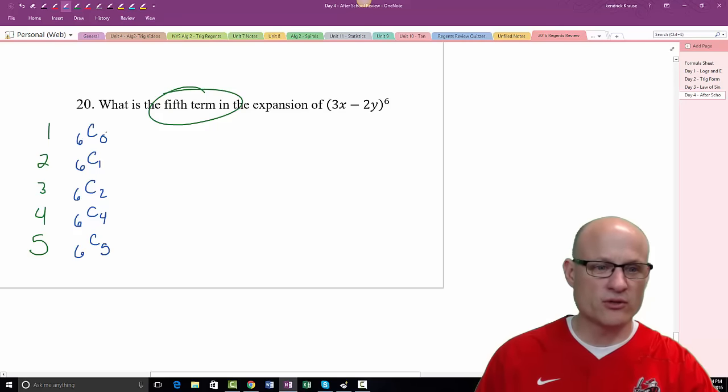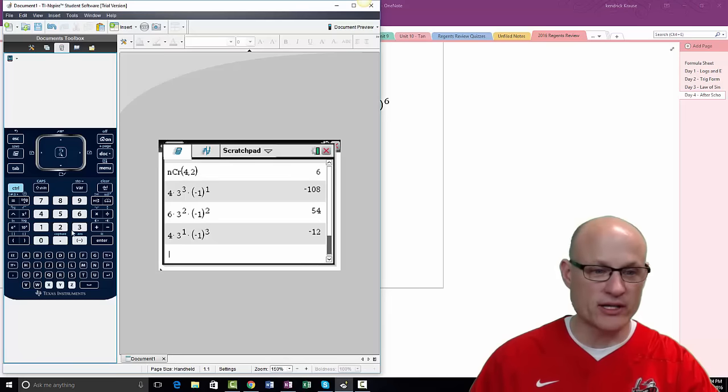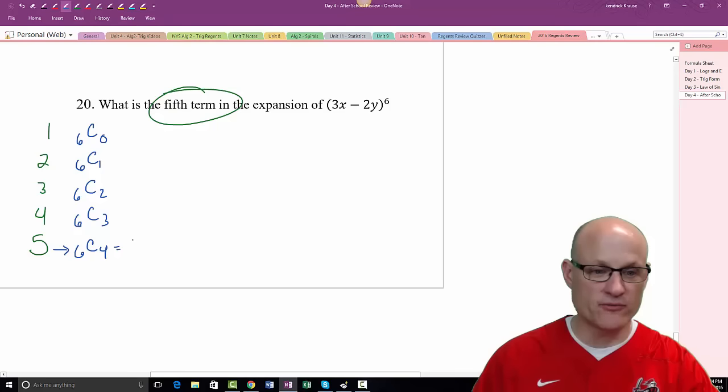6, choose 0, 1, I forgot 3. That's why I was messed up. 6, choose 3, and 6, choose 4. So this is my fourth term right here. 6, choose 4. Not really sure what that is. Menu 5, 3, 6, comma 4. It's 15. So this is equal to 15.